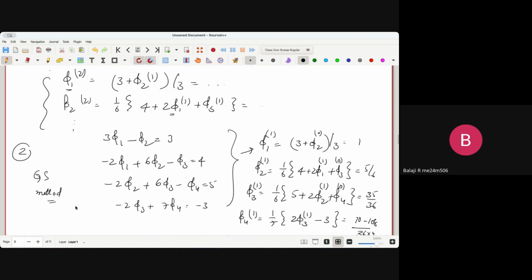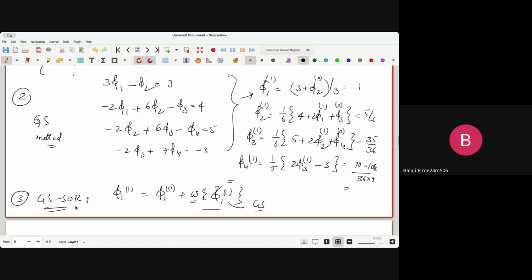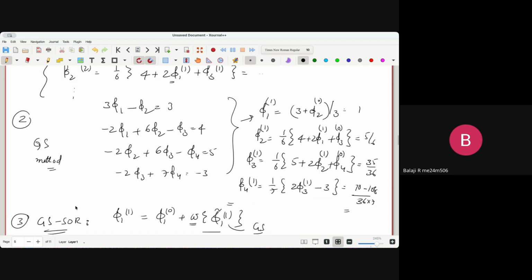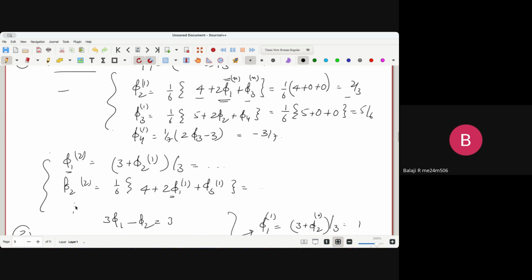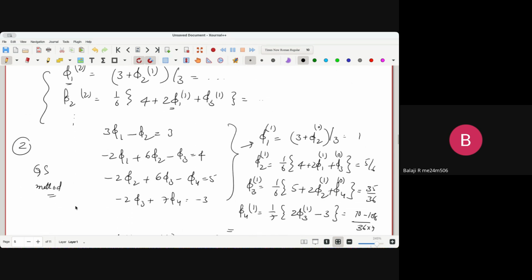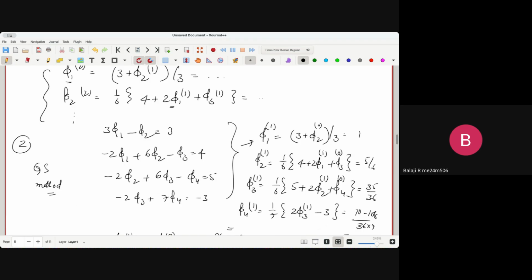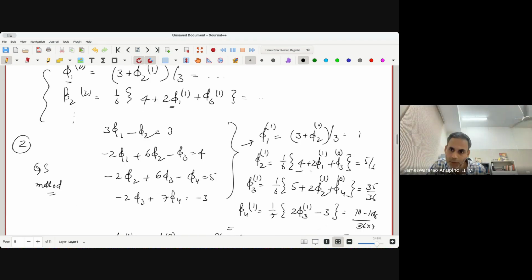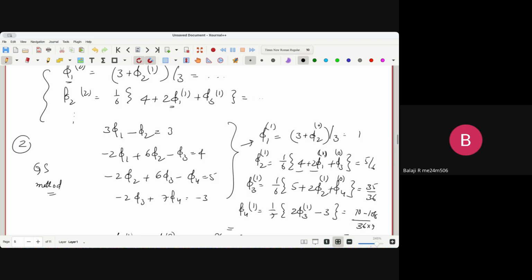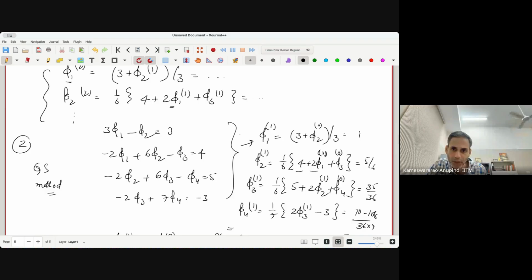Sir, just a question on the Gauss-Seidel method. This Phi2, we have given 1 by 6 into 4 plus 2 Phi1, right? Phi1 is 1 only. 4 plus 2 Phi1, yeah, and Phi1 is 1. So Phi3 is already 0. Phi3 is 0 because we have not yet updated. If you are calculating this, whatever we have previously calculated, we can make use of.